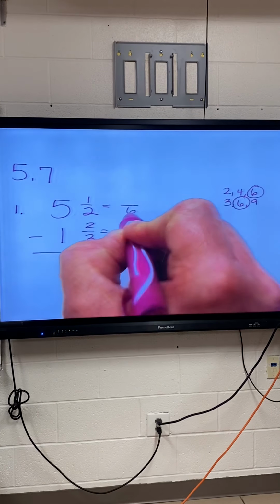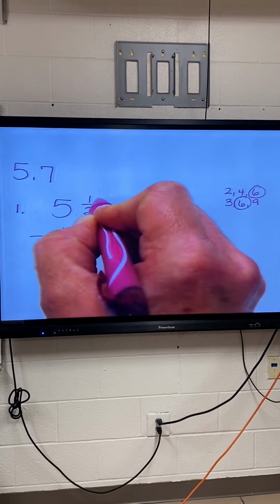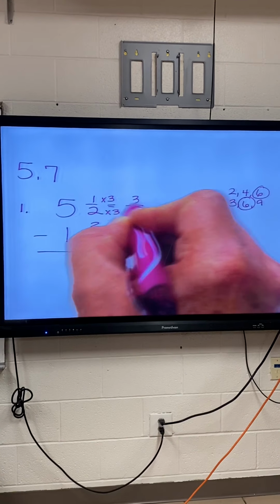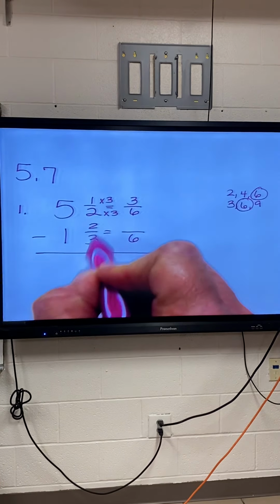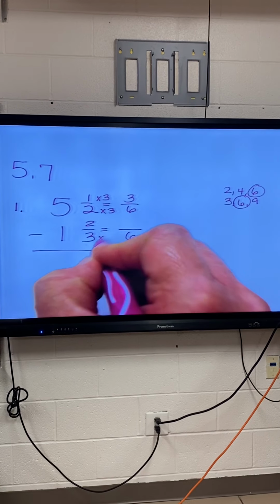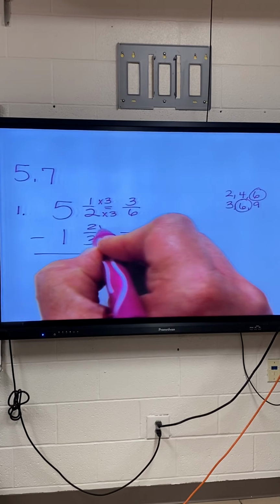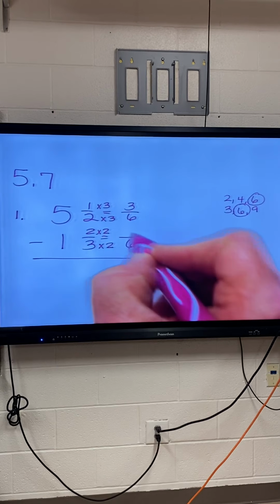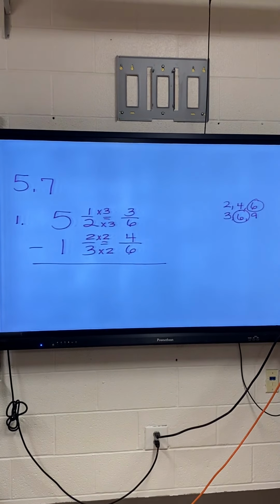How did I get from 2 to 6? Well, I multiplied by 3. So 1 times 3 is 3. Now, how did I get from 3 to 6? I multiplied by 2. So I would do the same exact thing to the numerator on the top, and that is 4.